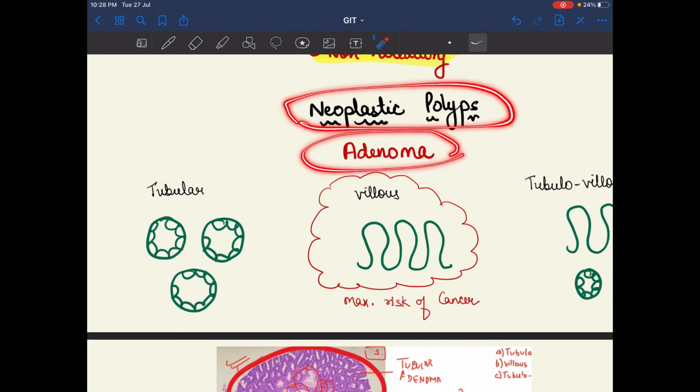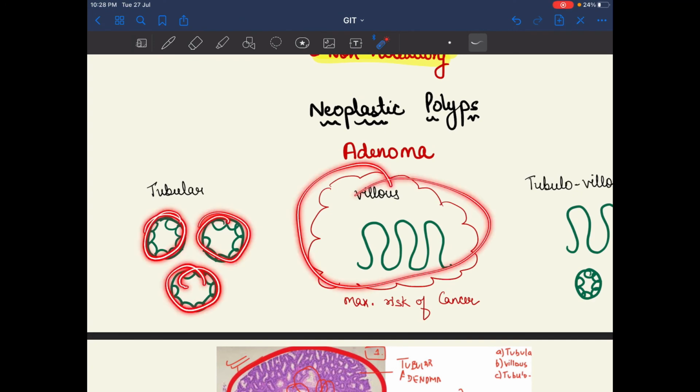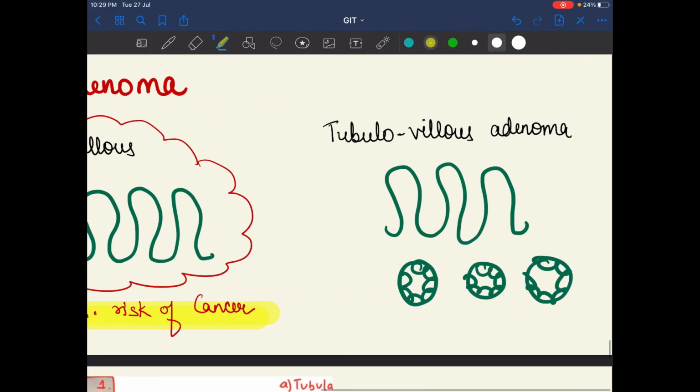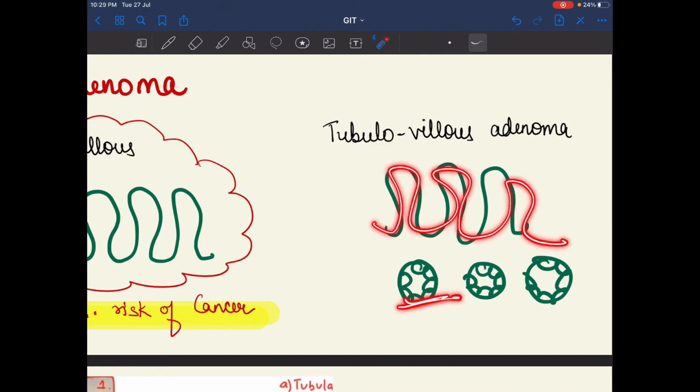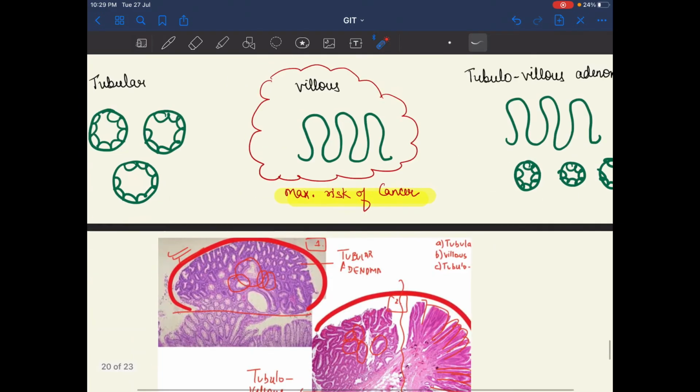In neoplastic polyps, adenoma is there. In adenoma, we have tubular adenoma. In tubular adenoma, these were circular. In villous adenoma, we have villi-like structures, and it has the maximum risk of cancer. So villous adenoma has the maximum risk of cancer. And the third one is tubulovillous adenoma, in which tubules are present and villi are also present. So this is about the adenomas: tubular, villous and tubulovillous adenoma.